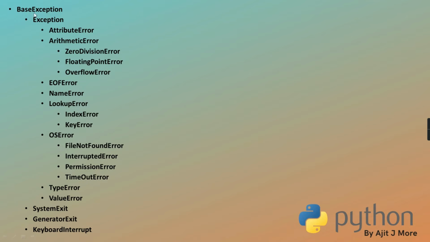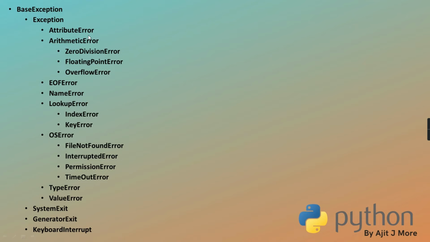So there is a root class called BaseException. Its parent is object. Okay. The first root is BaseException. From that: Exception, SystemExit, GeneratorExit, KeyboardInterrupt. These all are the child classes of BaseException.